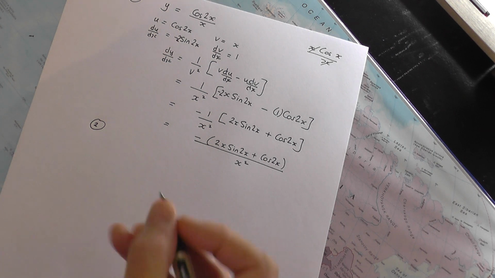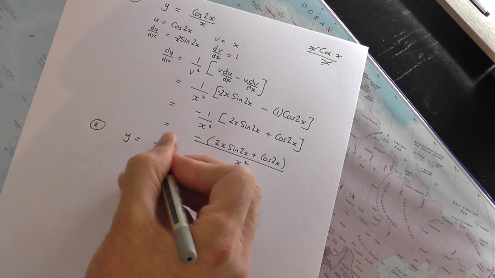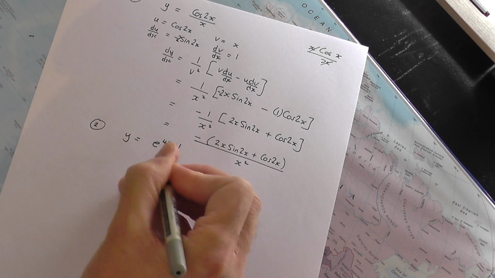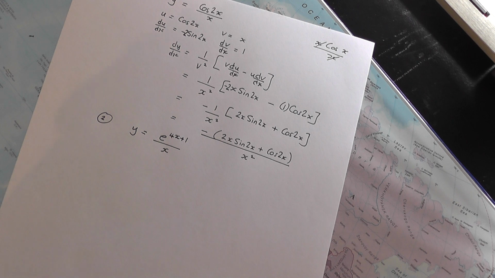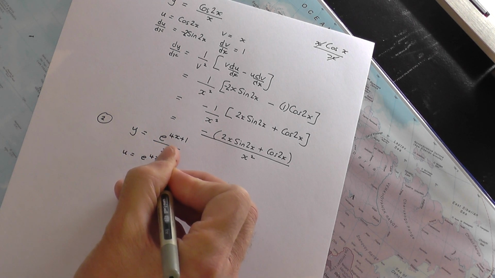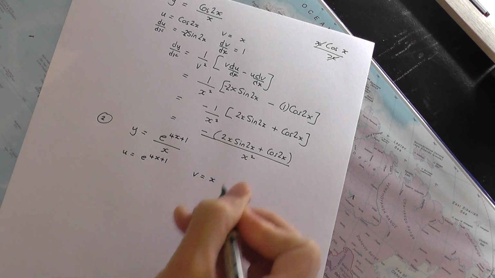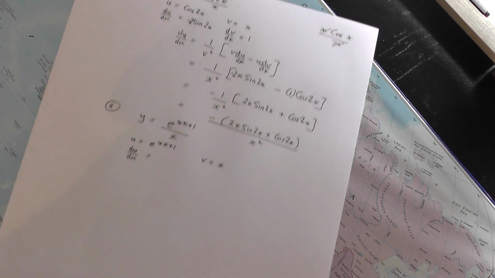Well, let's try this one. Let's do y is equal to, I'll do e to the 4x plus 1 all over x. Let's see if we can differentiate that. Again, it's a quotient of two functions of x, so it's the quotient rule. So I'm going to say u is equal to e to the 4x plus 1 and v is equal to x. du by dx is equal to function of a function.